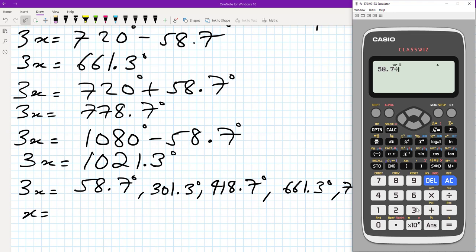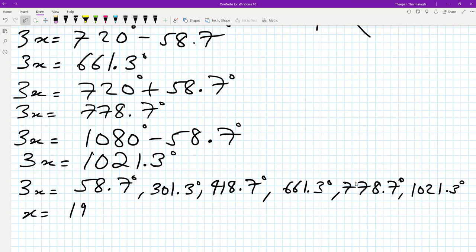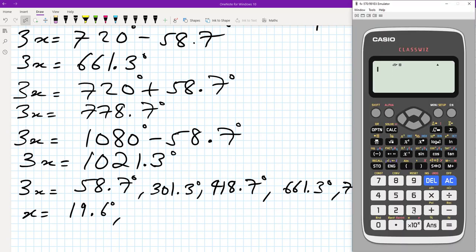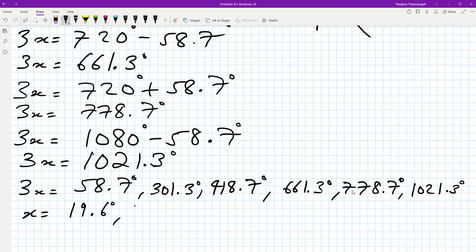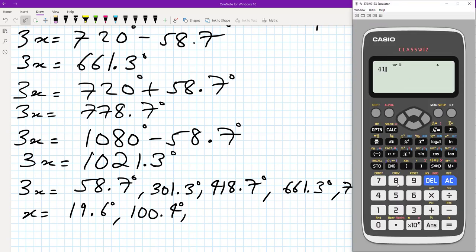So 58.7 divided by 3 gives me 19.6 degrees. Then we're going to do 301.3 divided by 3, which gives me 100.4 degrees. Then 418.7 divided by 3 gives me 139.6 degrees.